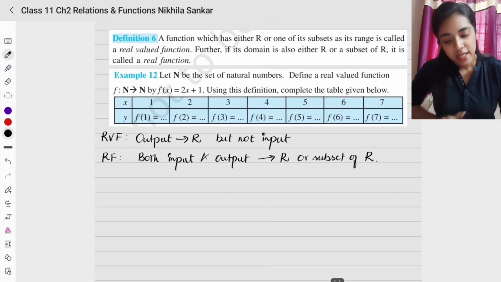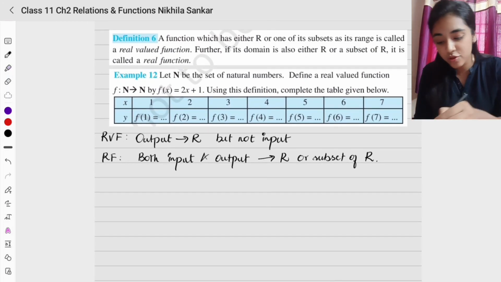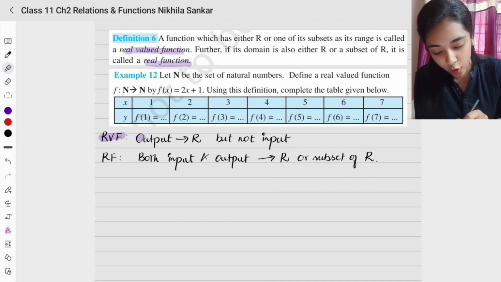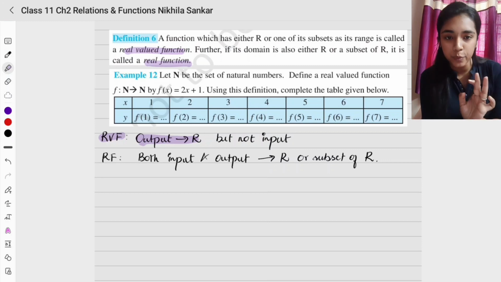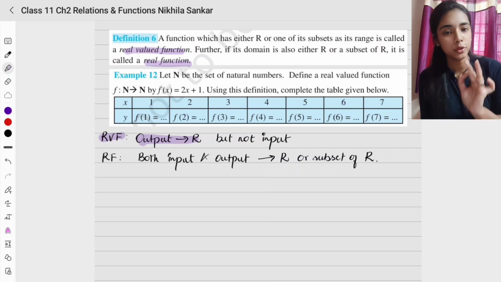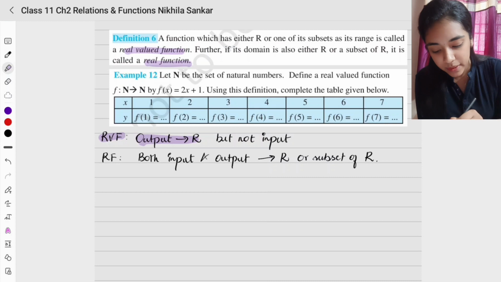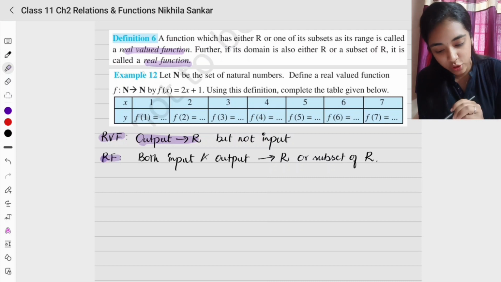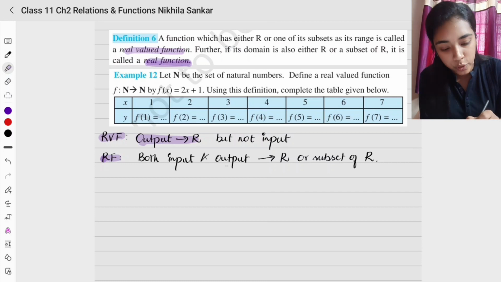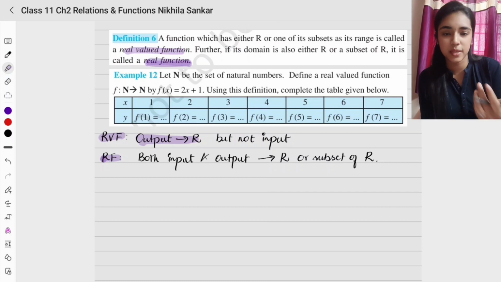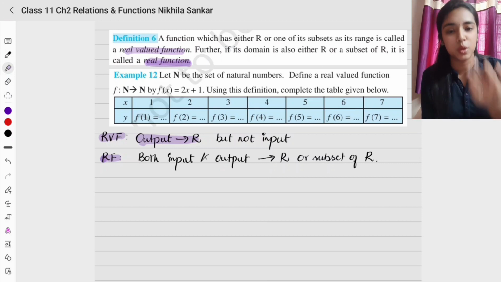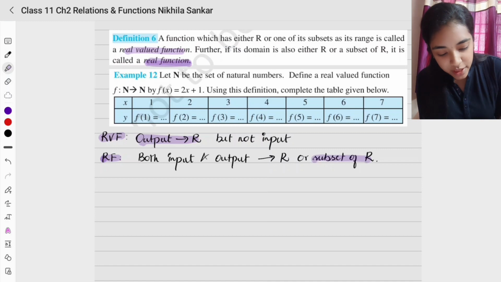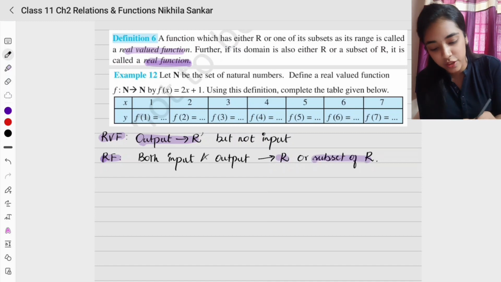Definition 6. A function which has either R, we are going to learn about real valued function or real function. When you talk about real valued function, the output is going to belong to all real numbers. Input does not necessarily have to belong to real numbers. Only output belongs to real numbers, this is real valued function. Real function, what is that? Both input and output belong to real numbers or a subset of real numbers. A subset of real numbers can be natural numbers, whole numbers, integers, rational numbers, it can be anything. So it can be a subset of R or it can belong to R itself. But for real valued functions, it is real numbers.